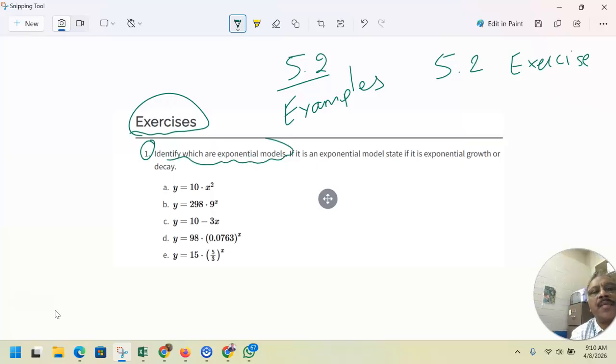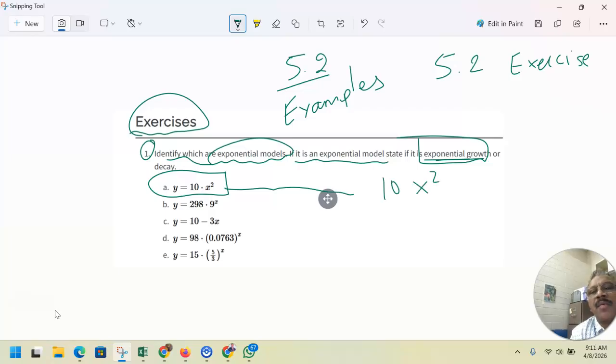How do you identify which among these is an exponential model? And if it is, is it exponential growth, or is it exponential decay? If you look at the first one, you have 10x squared, where you have a variable raised to a number. That's also called a power function.